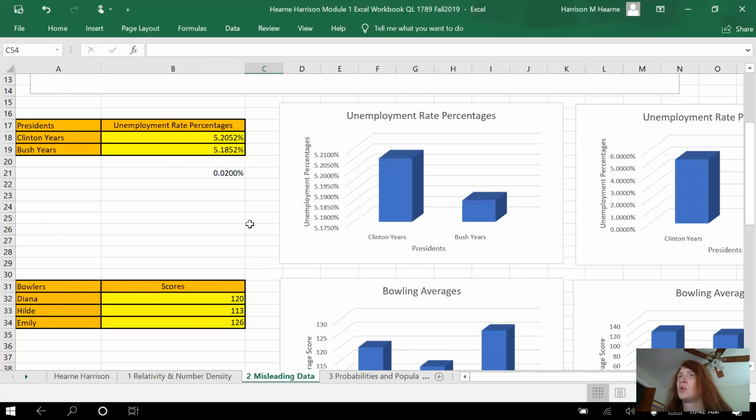It can happen in anything where someone has a vested interest in making people believe something that may not necessarily be true. So in this example, whoever created this original graph clearly wanted people to believe that Clinton had a far greater unemployment rate than Bush did, which is not true. It is greater, but not far greater. It's only 0.02% greater. So whoever created this original graph wanted to manipulate people into believing something that wasn't true. And to do that, they used data. And they used a way of manipulating data to represent it in a very unfair way.